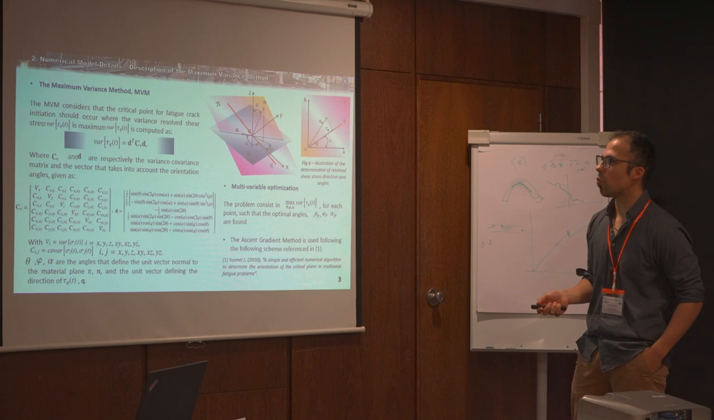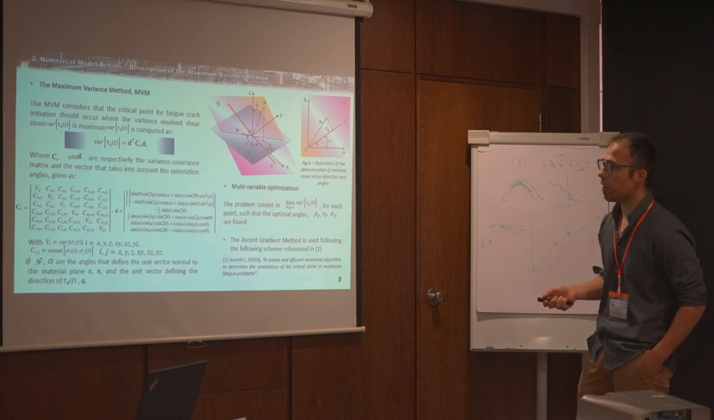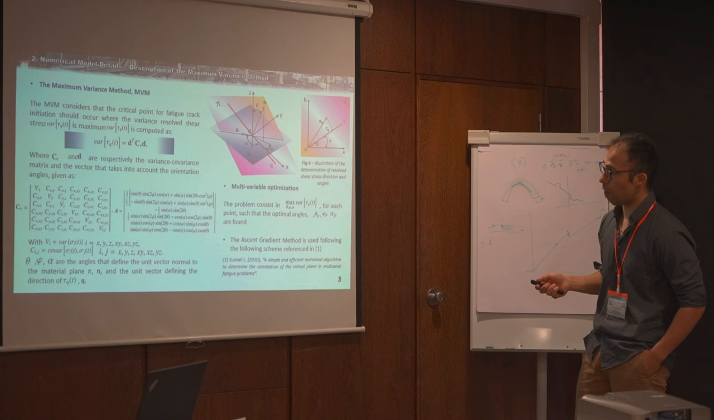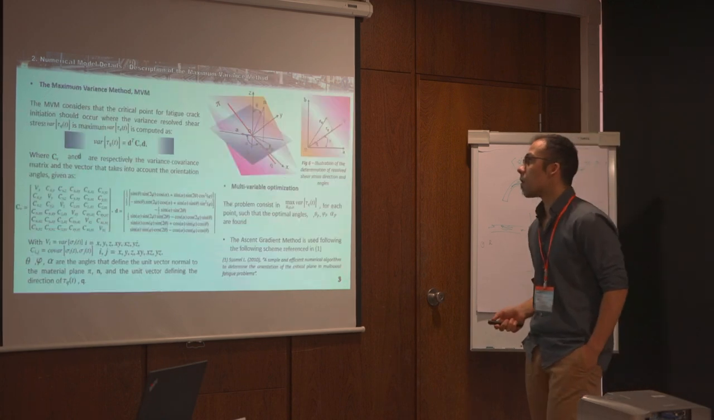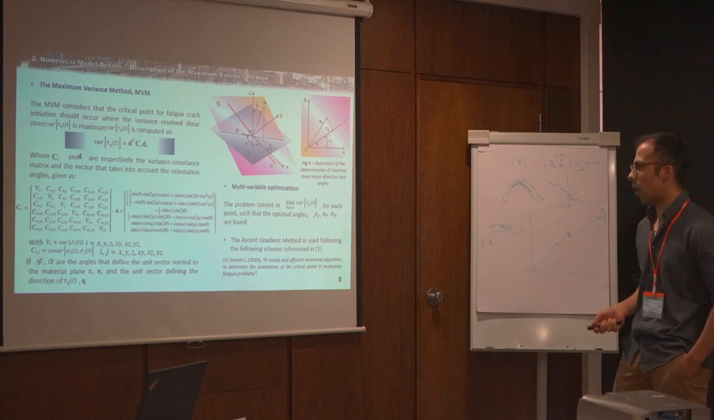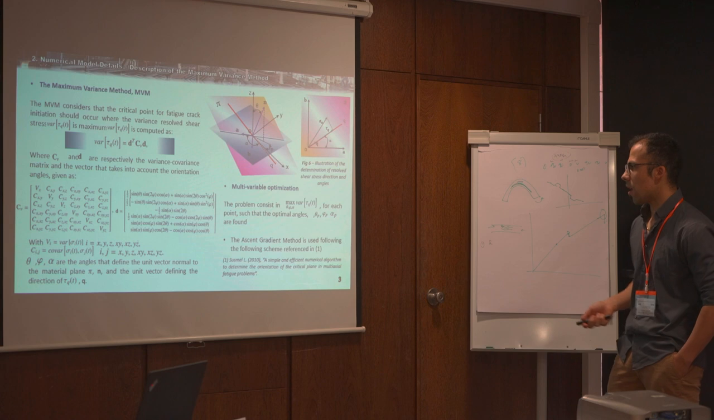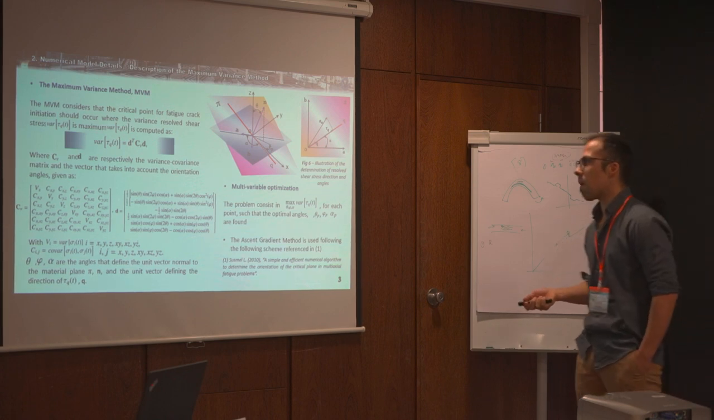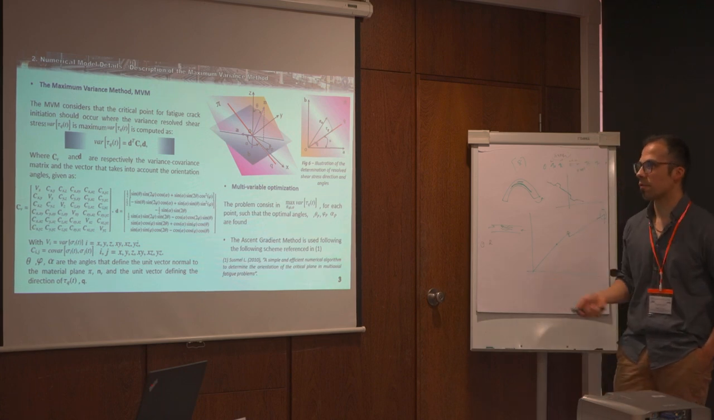Well, after we calculate the variance and covariance matrix, we need to formulate the vector B that takes into account the orientation of the critical point. After that, we need to apply an optimization method. I consider the gradient method, and this method looks for the optimal angles that maximize the variance of the resultant shear stress.